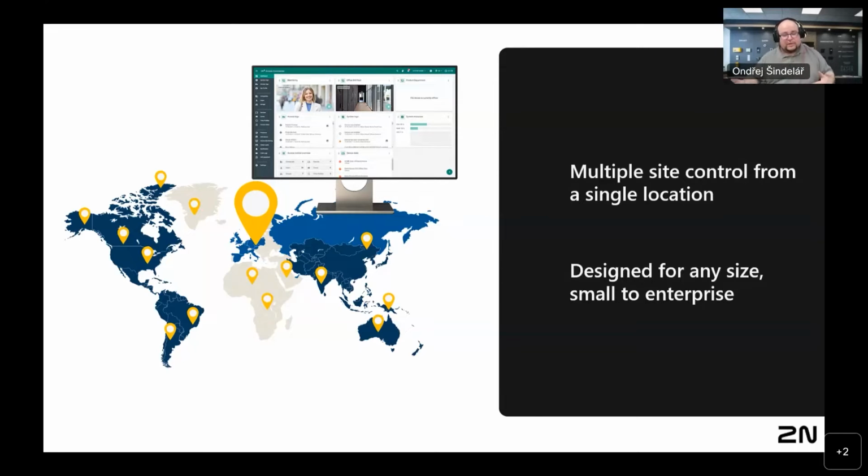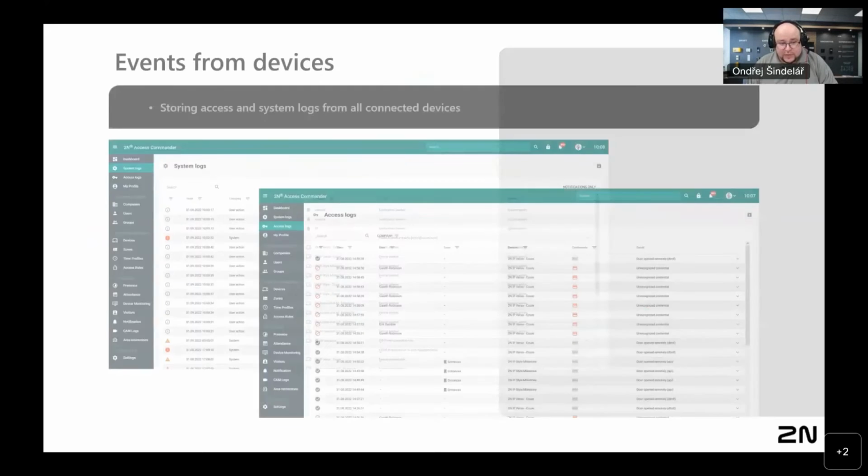So the connection between the Access Commander and the devices on the locations can be done even remotely using the internet. Of course, you may ask about security. This is a pretty good question. All the communication Access Commander is using to communicate with devices is encrypted, and it shouldn't be a problem to establish the connection over the internet between Access Commander and the units.